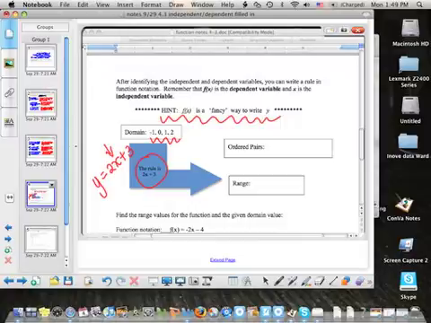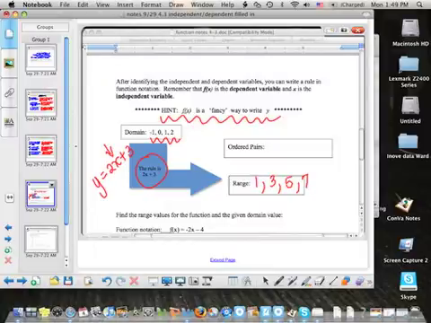Each one of these values, if you plug it in one at a time, if you plug in the -1 for the X, you'll get an answer of 1. If you plug in the 0, you'll get a 3. If you put in the 1, you get a 5. And if you plug in the 2, you get a 7. So that's our range. Those were all yielded from the domain -1, 0, 1, and 2.